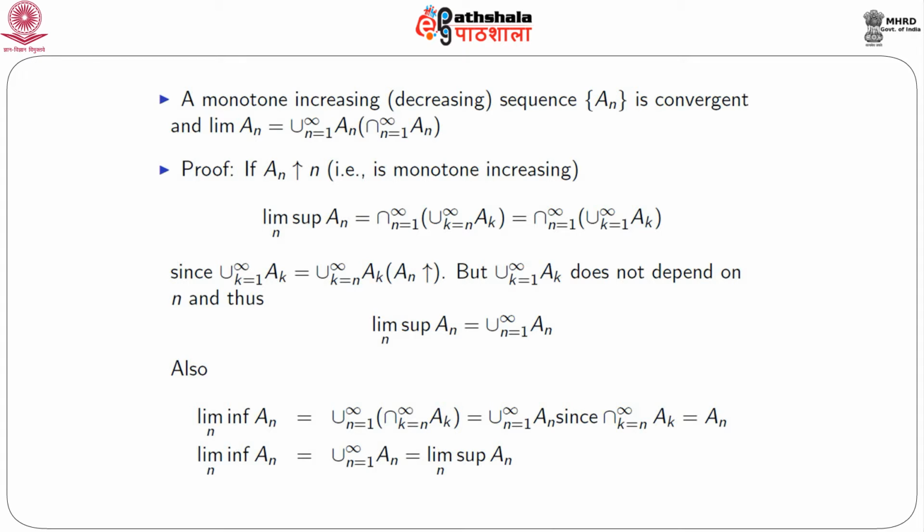Similarly, if we have lim inf of a n, by definition lim inf is the union over n of the intersection over k from n to infinity of a k. Now, this is an increasing sequence. So, this intersection over k from n to infinity will result in a single set a n. Then lim inf of a n is just the union over n from 1 to infinity of a n, which we called lim sup of a n. So, this result we have proved for a monotone increasing sequence. It can be seen for the decreasing sequence also, the proof will remain almost the same.